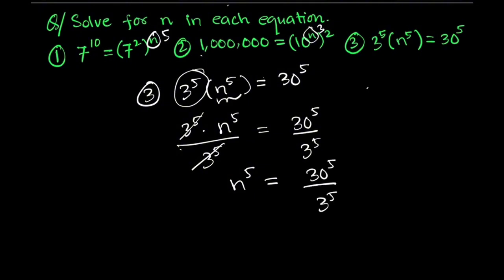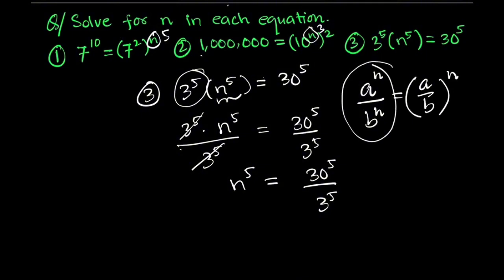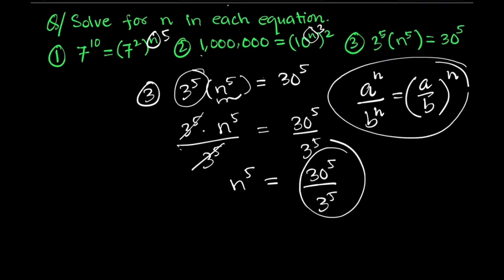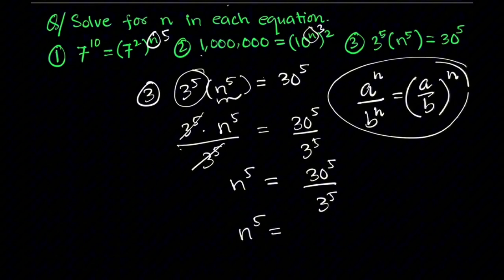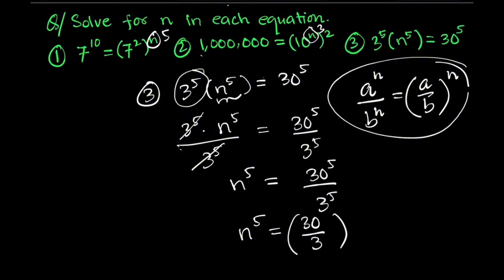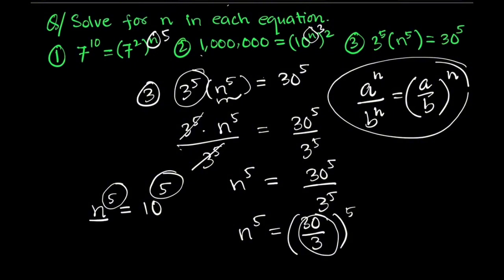Now according to the power of quotient law of exponents, it says that a raised to n divided by b raised to n can be written as a over b whole raised to n. So I can write these two separate powers as a single power using this rule. Let's apply this rule here, which becomes n raised to 5 equals 30 divided by 3 whole raised to 5. And this equals n raised to 5. 30 divided by 3 means 10 raised to 5. Since the exponents on the two sides are the same, therefore the bases must also be equal. Which means n should equal 10. So the value of n here is 10.